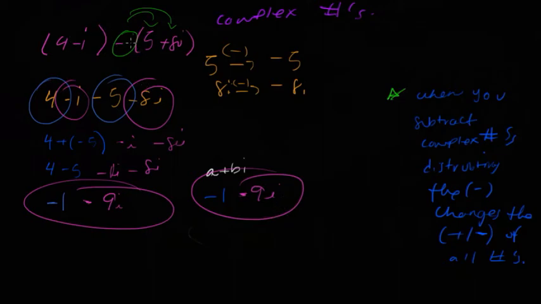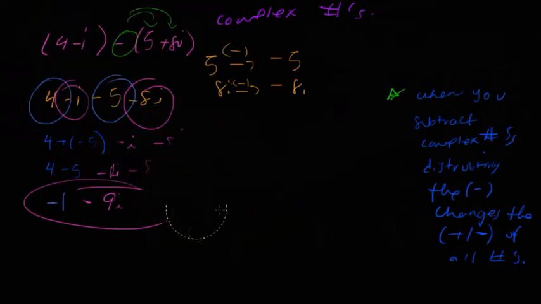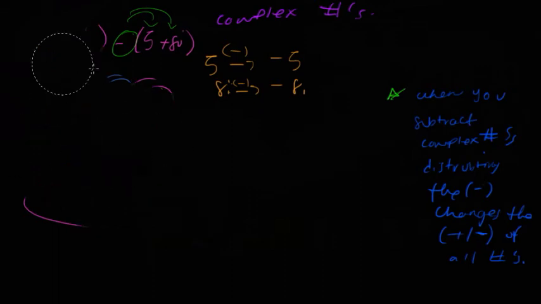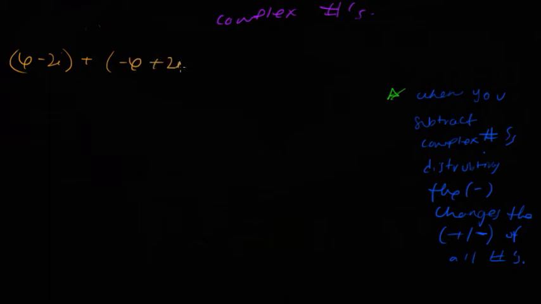And that is my answer, the difference of 5 plus 8i and 4 minus i. Okay, now let's do another example here. Let's say we have 6 minus 2i plus a minus 6 plus 2i.